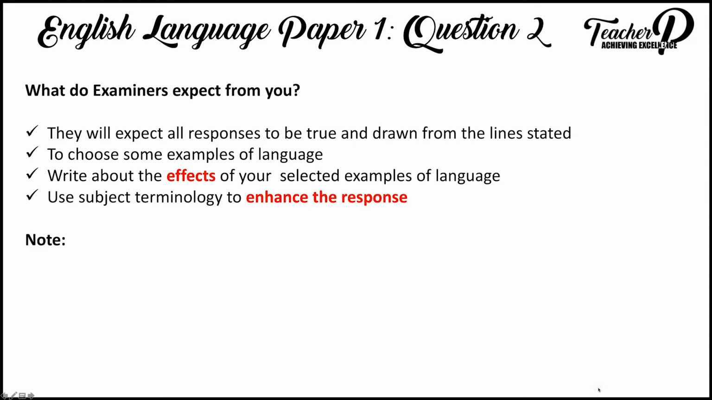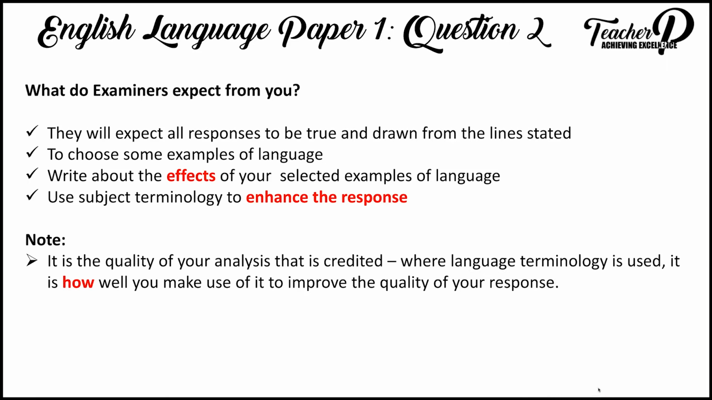You must note the following. AQA have stated it is the quality of your analysis that is credited. Where language terminology is used, it is how well you make use of it to improve the quality of your response. And what AQA mean by that is that you need to explain the effect of the simile, the effect of the metaphor, the effect of the pathetic fallacy, or the effect of the exclamative sentence in relation to the extract. So you need to think about the why. You need to ask yourself, why has the writer used pathetic fallacy? What is his or her intention? And what effect does it have on the reader?